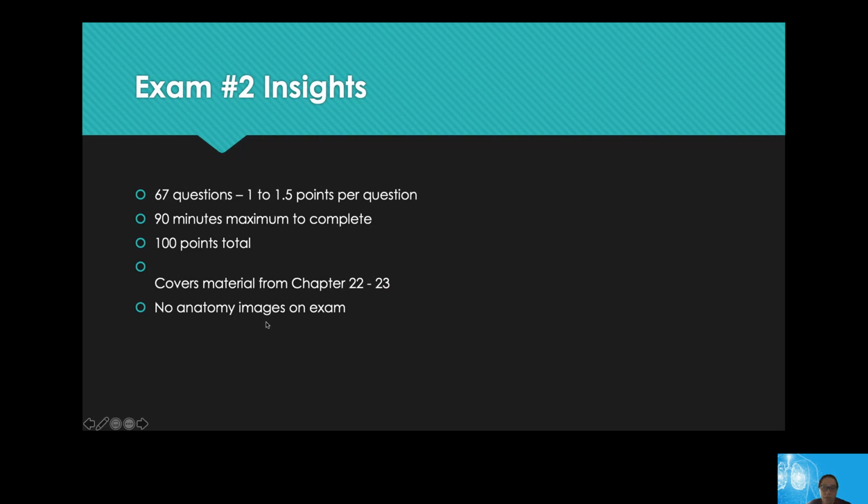There are no anatomy images on the exam, so everything is multiple choice. You're going to get 67 questions, and one of them will be worth a point. The rest of them, 66 of which will be worth a point and a half. This totals up to 100 points, but you get 90 minutes to complete that, which is just about time and a half.